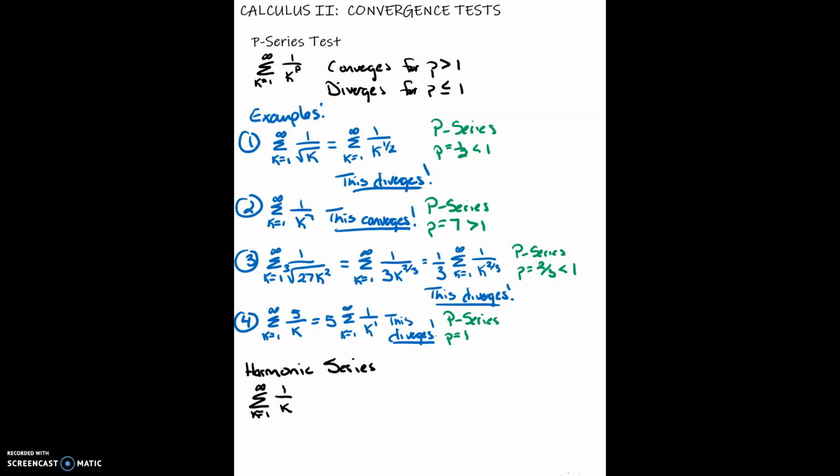Notice in this case, it's a p-series where the p-value is always 1. Right? So p-series with p-value 1, we call it harmonic, and this always diverges.